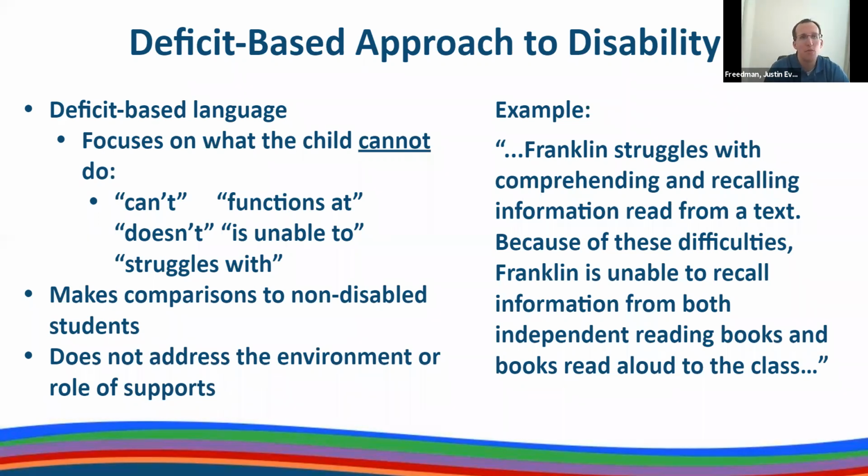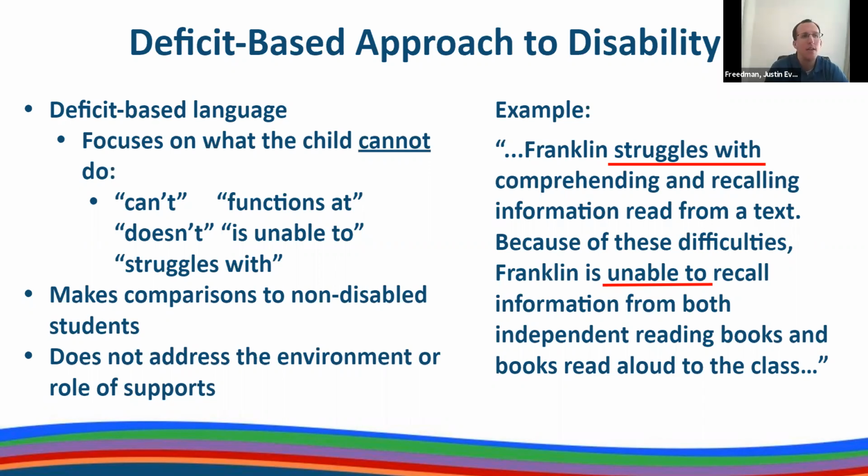And when we do this, oftentimes we may not address the environment or the role of supports in what a student could be able to do. So this sort of paints a limited picture of a student and often a very negative image of a student. Let's look at an example here on the right-hand side. This is describing Franklin. And as we can see, Franklin struggles with comprehending and recalling. And later on, it says Franklin is unable to recall information. So we can see some of that deficit language where we're describing Franklin in pretty absolute terms, that Franklin struggles and he's not able to do something.